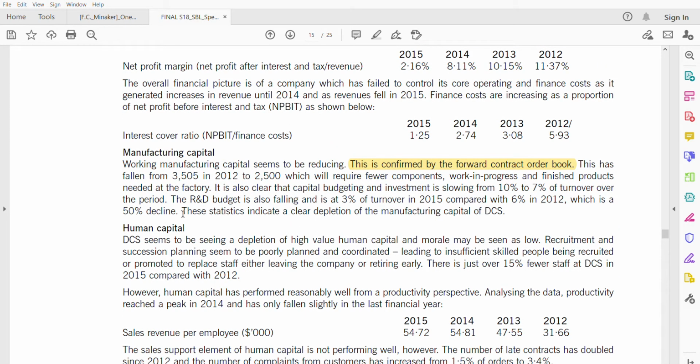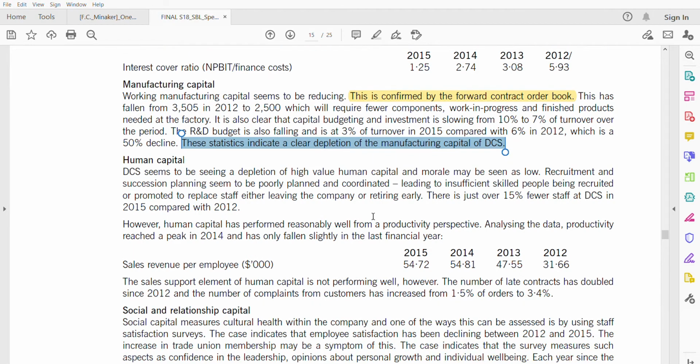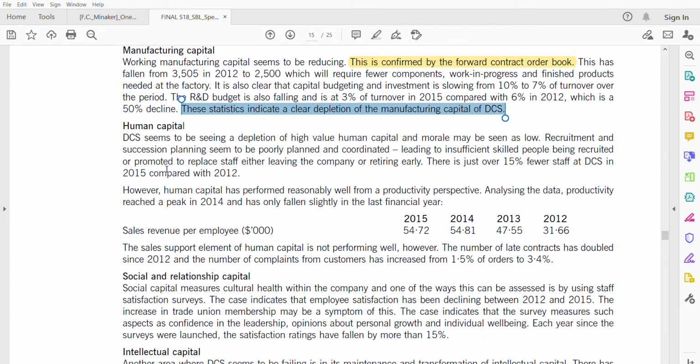So this is like a conclusion. How we had a conclusion for the finance, we have for manufacturing also. You also need to put this type of conclusion in the exam: what you understood from the whole picture overall. So these statistics indicate a clear depletion of the manufacturing capital of DCS. Full stop. Go to human capital.